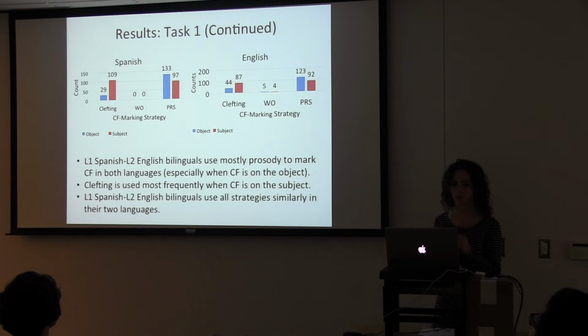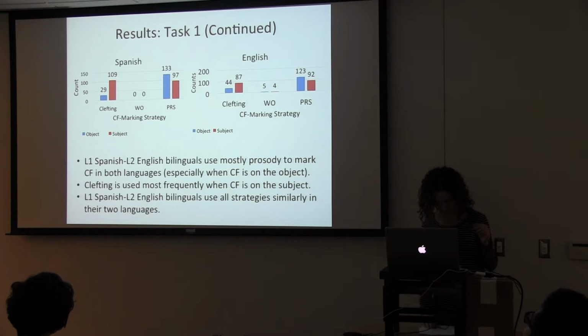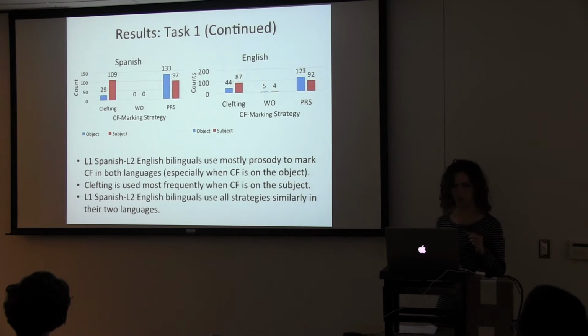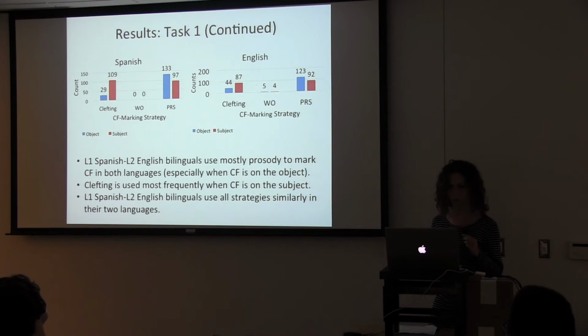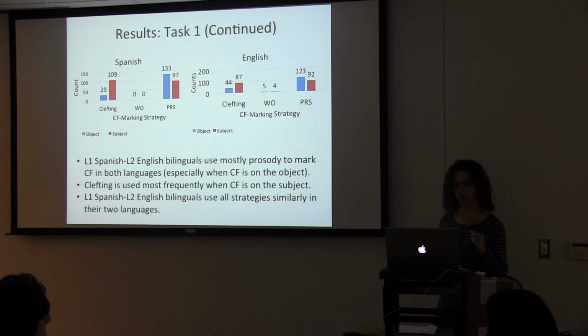So for the results, these are the counts of strategies that were used for both languages, and you can see that word order changes were very rare in both languages, and that prosody is preferred when the contrastive focus is on the object. So that was probably the most preferred strategy. But clefting is preferred when the contrastive focus is placed on the subject, so you can see that on the left.